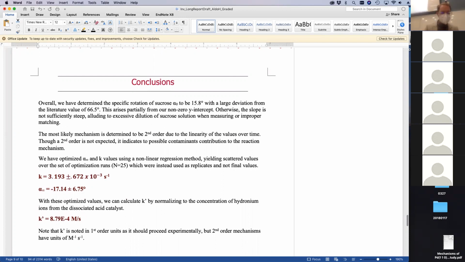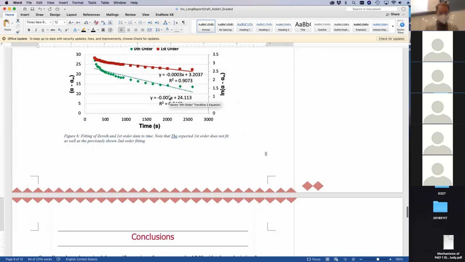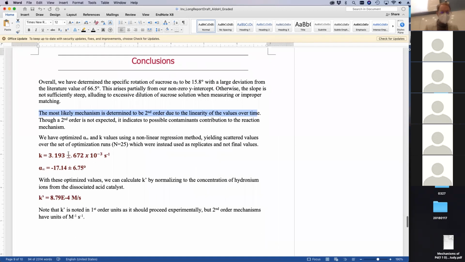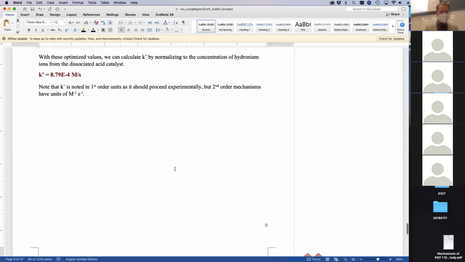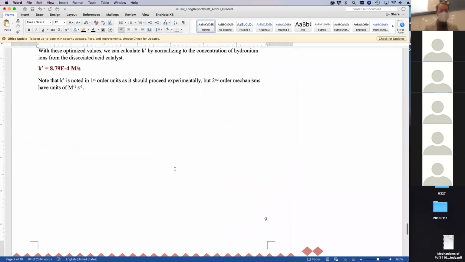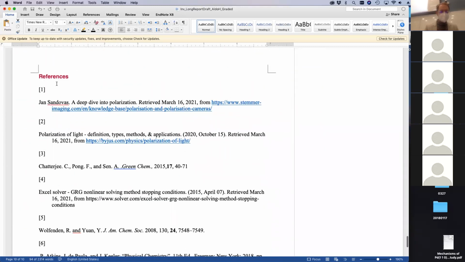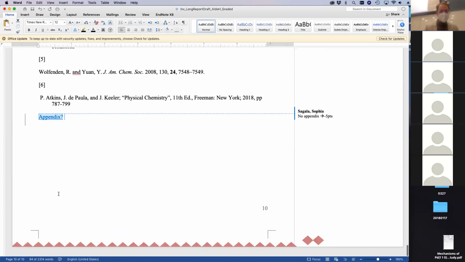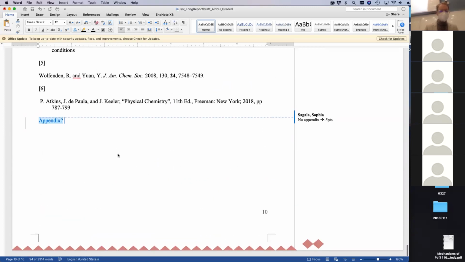Okay, then in the conclusion section, they give the main conclusions. So they conclude the reaction mechanism is most likely 2nd order due to the results obtained here. And they give the final rate constants and alpha infinity values. And then there's a reference section, right? So each reference is given, and there should be an appendix at the end, but that was not included. So 5 points were deducted.